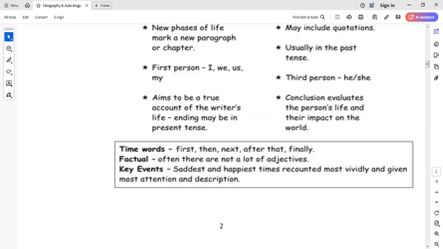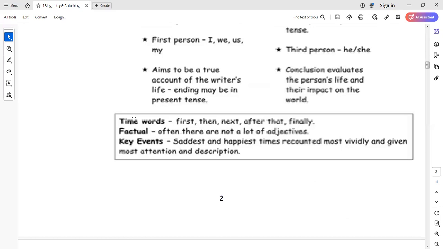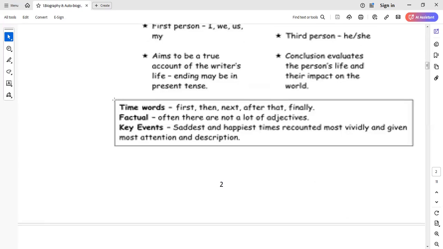The most important thing when you are writing, you have to concentrate on the time words: first, then, next, after that, finally. And be factual, often there are not a lot of adjectives. The key points or the key events, as you will never write every single thing in the life of anybody or even in your life.